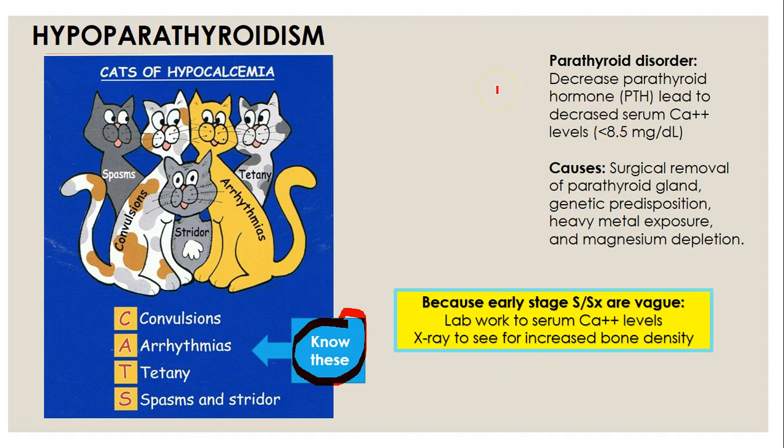So this here again is going to be perpetuated by a decrease in the parathyroid hormone, which leads to a decrease in serum calcium levels. Causes could be removal of the parathyroid, which unfortunately happens at times when a patient is having a thyroidectomy, heavy metal exposure, and also magnesium depletion. But the big thing you need to know are the symptoms here, and these are typically late symptoms.